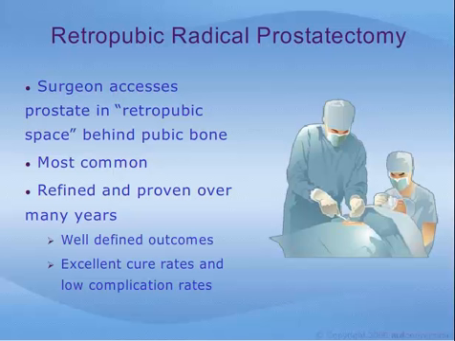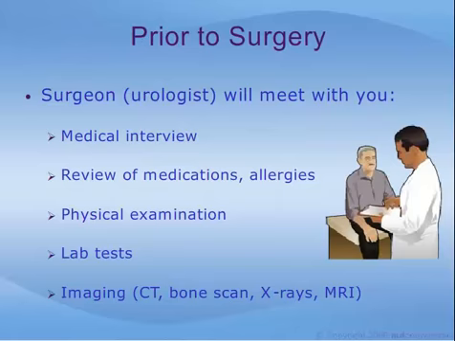In a radical retropubic prostatectomy, the surgeon accesses the prostate in the so-called retropubic space behind the pubic bone. As mentioned, this is the most common method of performing this operation and has been well refined and proven over many years on thousands and thousands of patients. With this vast experience, outcomes are well defined with excellent cure rates and low complication rates.